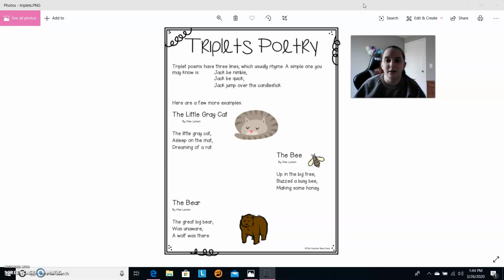The little gray cat, asleep on the mat, dreaming of a rat. That one, all of those end with a rhyme. The bee, up in a big tree, buzzed a busy bee, making some honey. Again, can have all of them rhyming, can have part of them. The great big bear was unaware a wolf was there. Another great one.